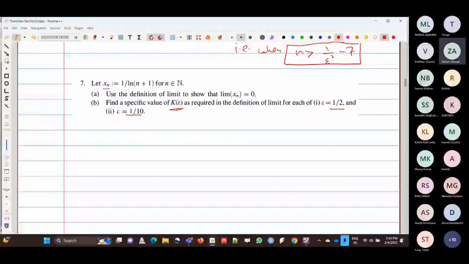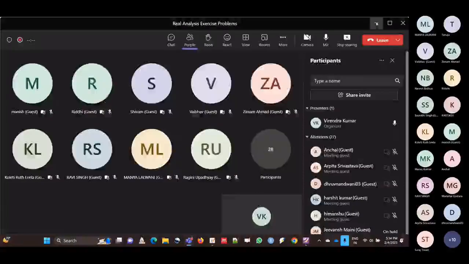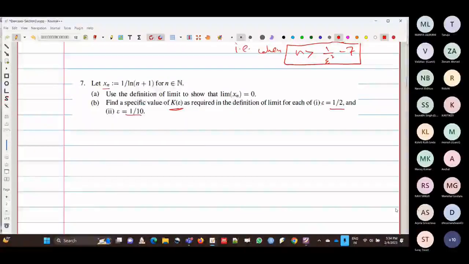Okay. This sequence we have been given. This is a natural log 1 upon log n plus 1 for n belongs to natural numbers. Use the definition of limit to show limit of xn equals 0. So we need to prove, using the definition of limits, that the limit of this sequence xn is equal to 0. Fine. So solution.